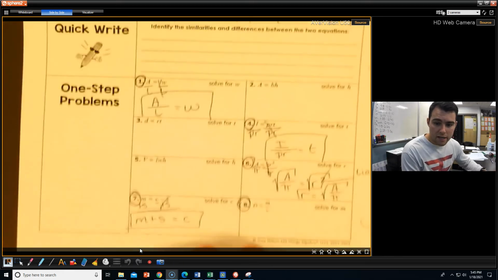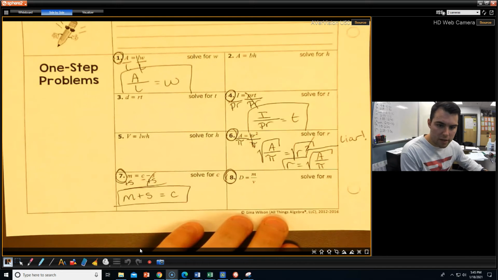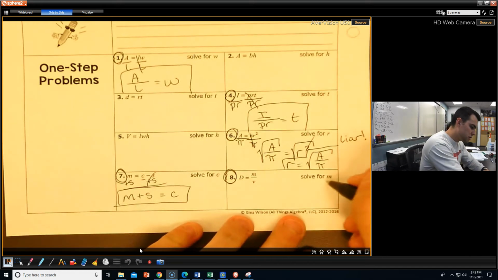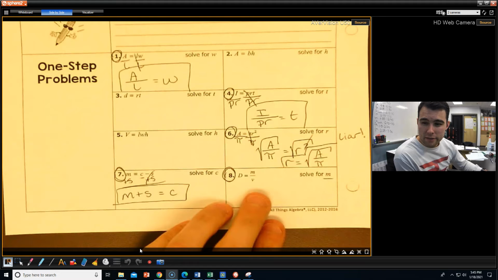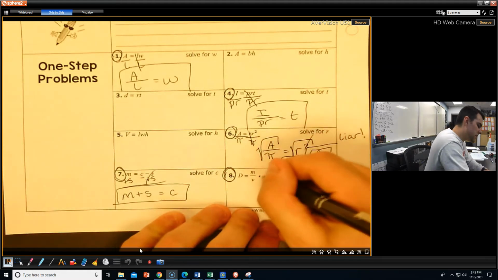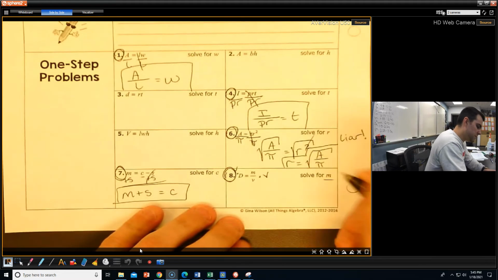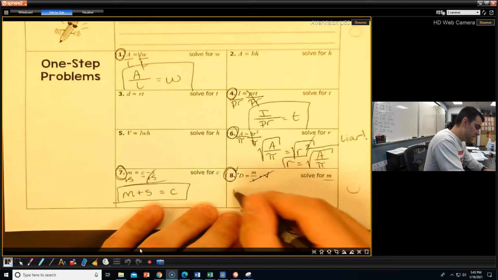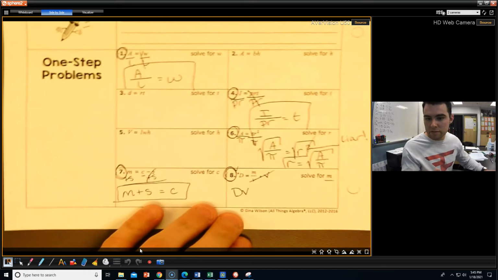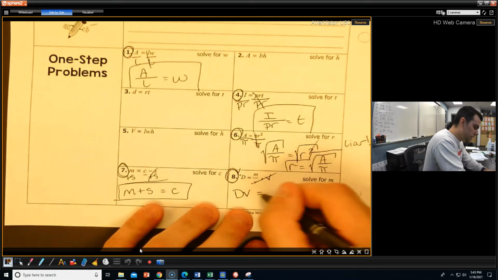Okay? And let's look at number 8. We have D equals M divided by V. I am solving for M. All right, I have to get M by itself. How do I get rid of that divide by V? Oh, I have to multiply by V. That's the opposite. So I multiply both sides by V. After the V's cancel, I'm left with D times V, they're multiplying, equals M.